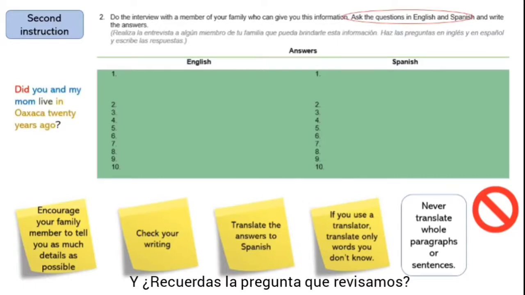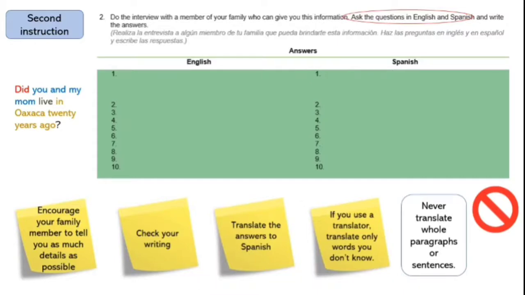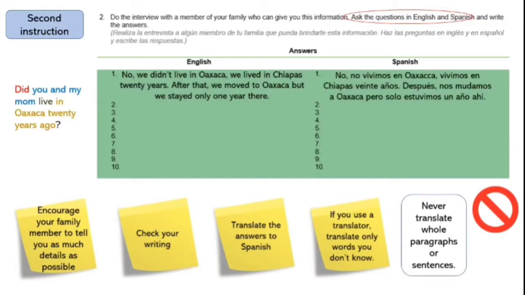And do you remember the question that we checked? Did you and my mom live in Oaxaca 20 years ago? Then the answer could be, no, we didn't live in Oaxaca, we lived in Chiapas 20 years. After that, we moved to Oaxaca, but we stayed only 1 year there. And then the same answer in Spanish.